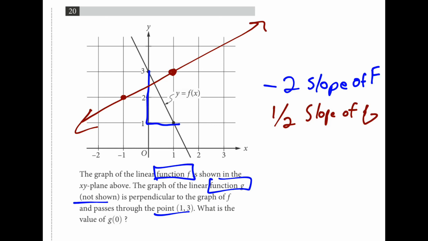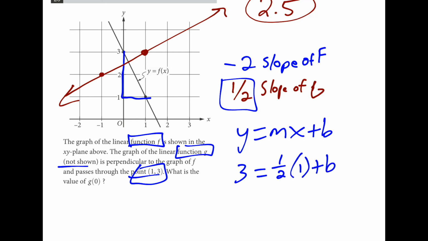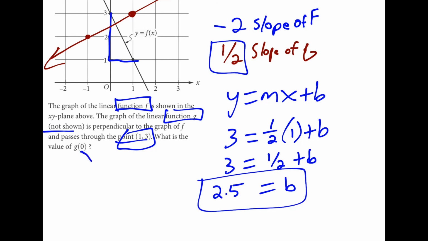They want to know what the value of g of 0 is. So if you plug in a 0, can you really tell from the graph? Well, I'm guessing 2.5. And it turns out that is the answer, 2.5. But you could figure it out more precisely using algebra. So if we plug into y equals mx plus b, everything we know, we choose this point and this slope. We're going to say that 3 is equal to 1/2 times 1 plus b. So 3 is equal to 1/2 plus b. And if we subtract 1/2, we can say that 2.5 is equal to b. If my y-intercept is 2.5, when I plug in a 0, that's what I get.